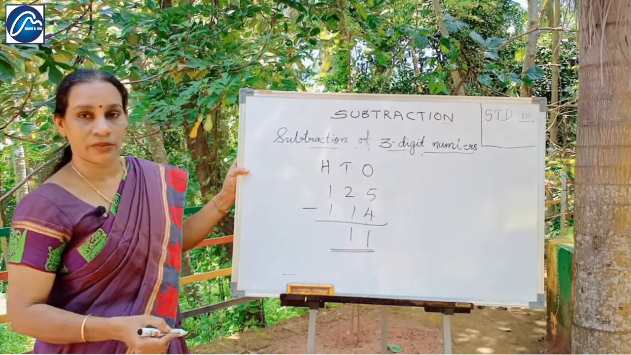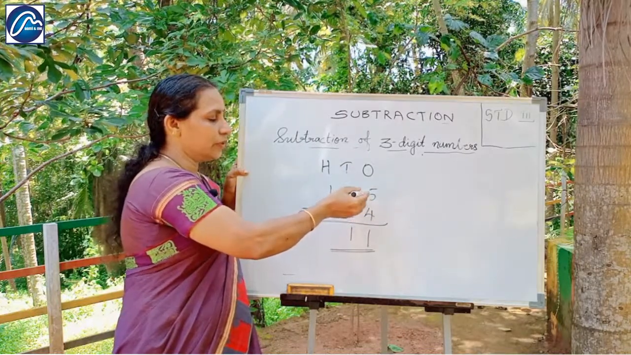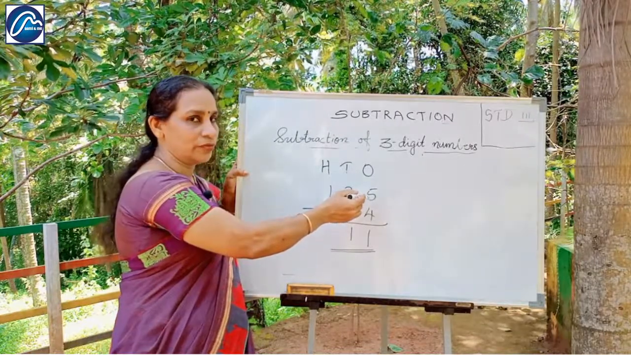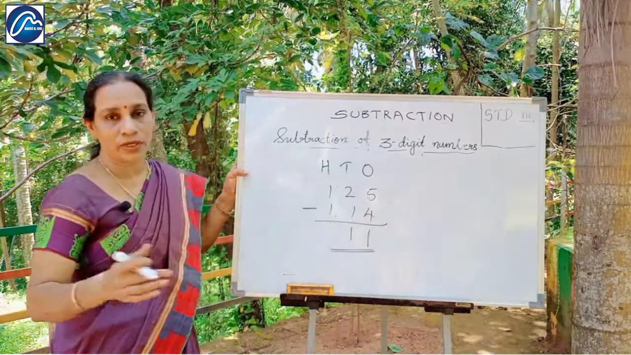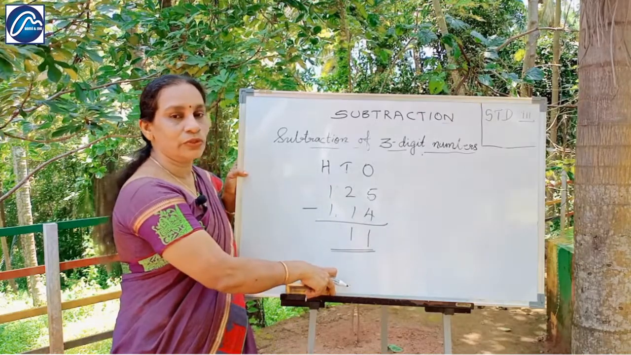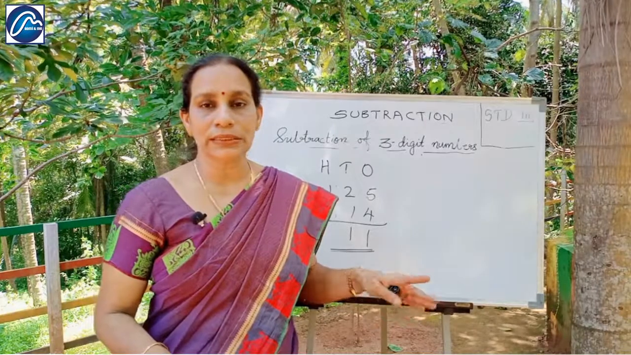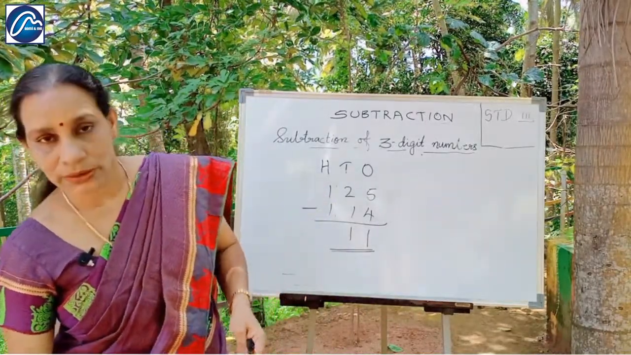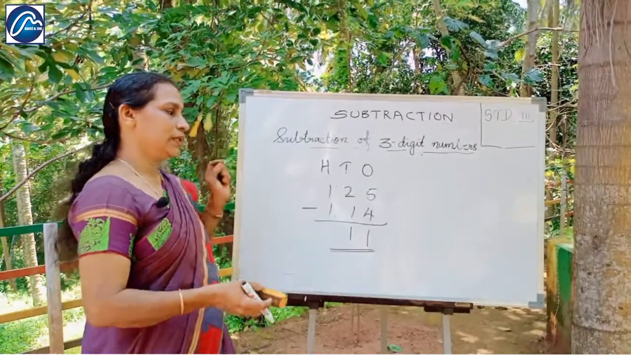This is without regrouping. What do you mean by regrouping? If it is a small number, we could not subtract. If it is smaller than 4, we could not subtract. Then we have to borrow from the next one. That we are going to study next, with the regrouping. This is simple for you and you have learned in the smaller classes 2-digit numbers and 3-digit numbers. 3-digit numbers addition you have learned like that. 3-digit number subtraction.